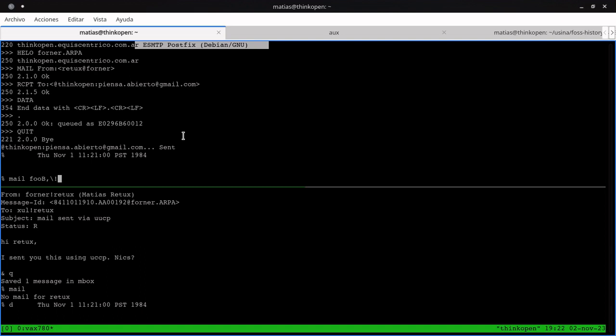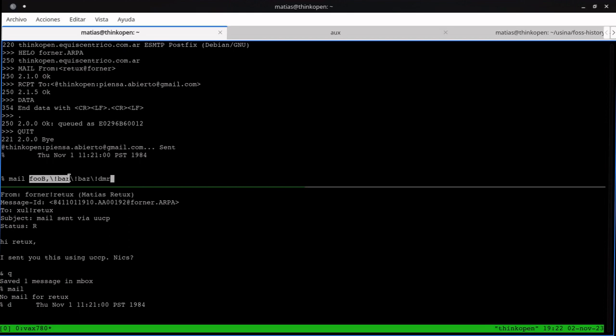foo, bar, baz, and then the user. You see, that means that the message should be delivered to the server baz, to the user DMR, through these other intermediary mail agents. So the address was in fact a route, the address had the routing included.